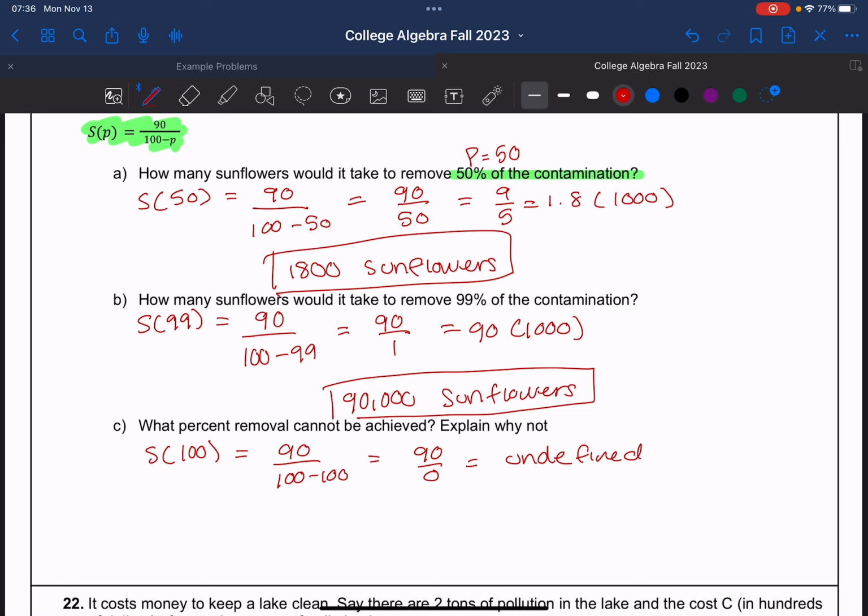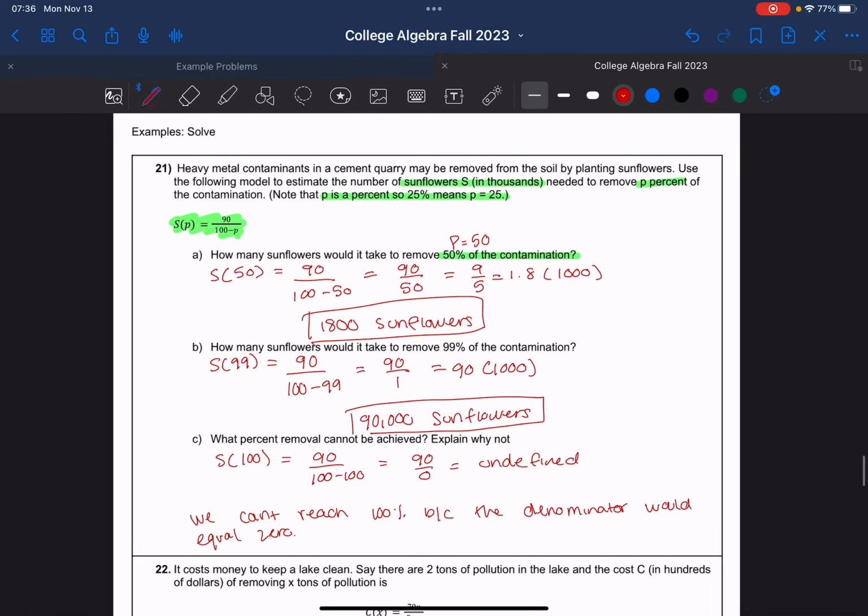Okay, so we can't reach 100% because the denominator would equal 0. Okay, that doesn't mean we can't achieve 99.99999%, right? We can just never achieve the perfect 100 because we would get an undefined answer. Okay. Any questions on 21?